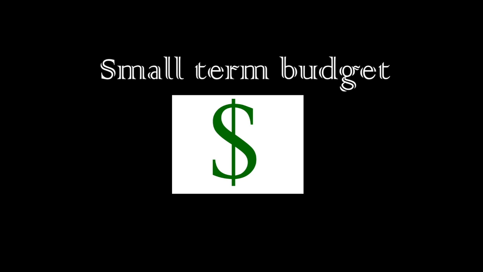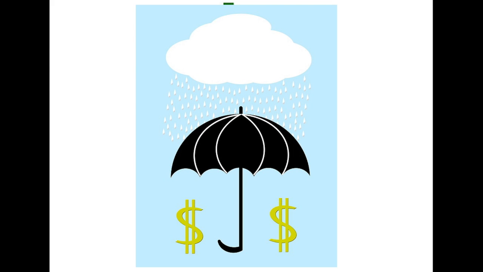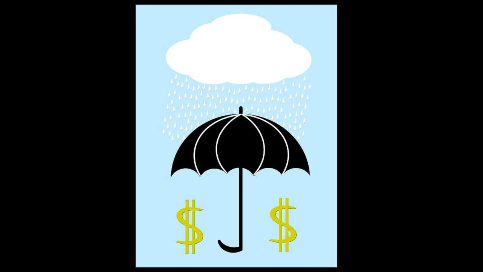So a small term budget is usually looking a couple months forward into the future, and that includes some minor home fixes or even miscellaneous items like concert tickets. A medium term budget usually is about a couple months more to a year and a half into the future, and it's super important to have a rainy day budget, and that's dedicated to those days where maybe we have an emergency home fix that we need to get done, or maybe an injury that takes you to the hospital.